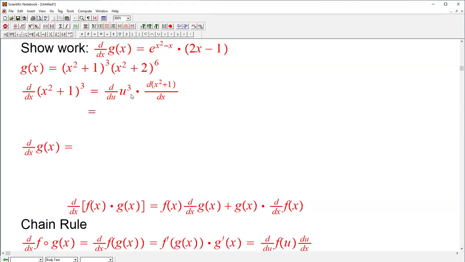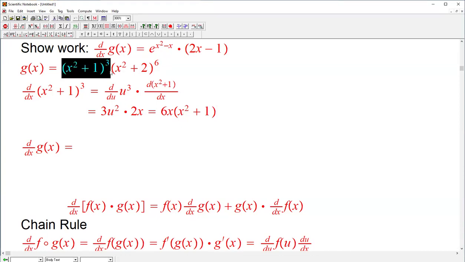u to the power 3 gives 3 times u to the power 2, and the derivative of x squared plus 1 is 2x. In the end, substituting back u, which is x squared plus 1, we get 6x multiplied by x squared plus 1 squared. So that is the result if we differentiate this piece.